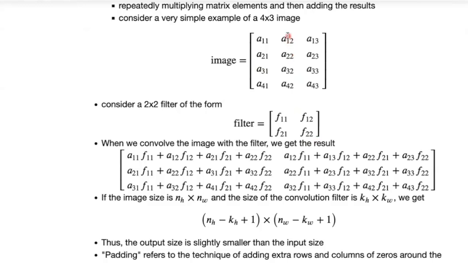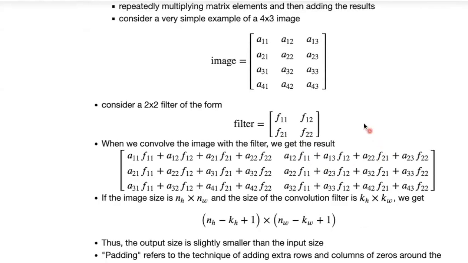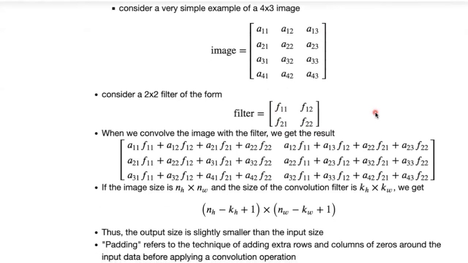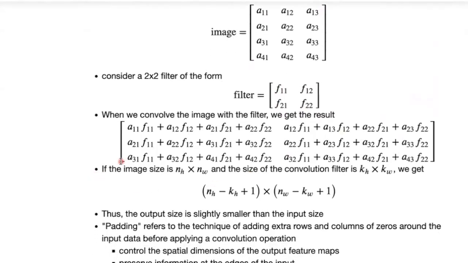And then you have to move this 1 unit to the right, okay? And that's where you get A12 F11, A22 F21, right? And plus 2 other terms, and you add everything together. So this means that in this case, if we have this 4 by 3 image or input, and we have a 2 by 2 kernel or filter, the final result is of size 3 by 2, right? We have 3 rows and 2 columns.